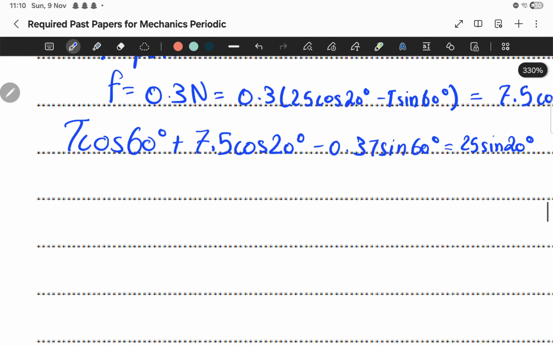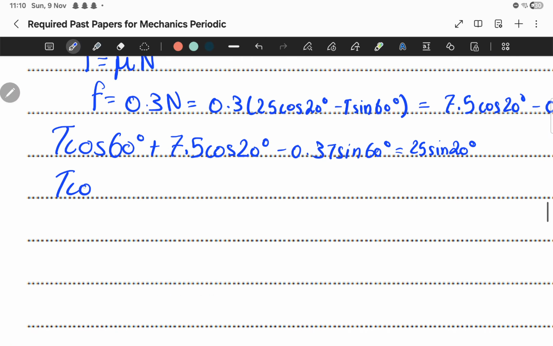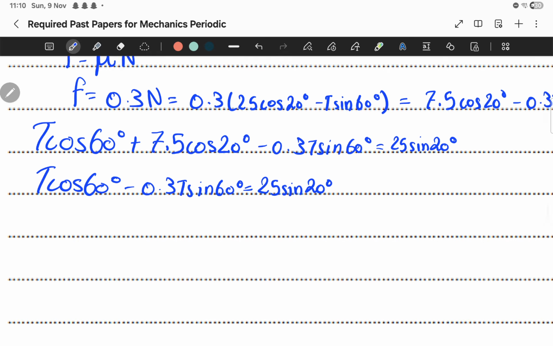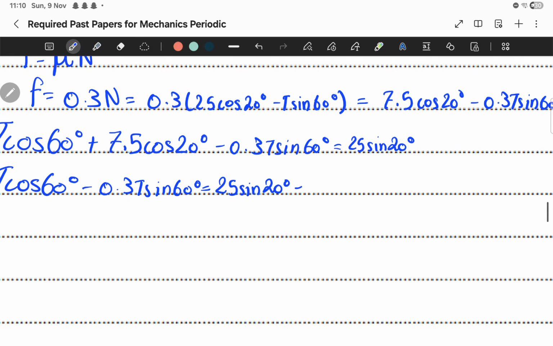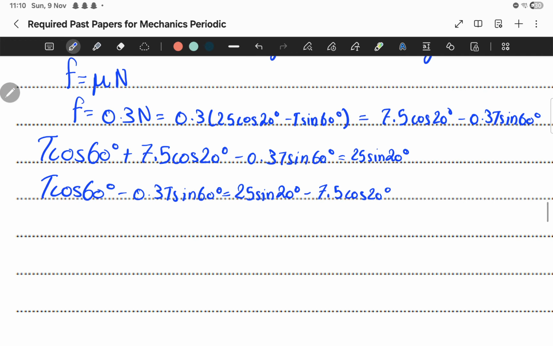Okay, now I'm going to leave T on one side and take the numbers to the other side. So T cosine 60 minus 0.3 T sine 60 equals 25 sine 20 degrees minus 7.5 cosine 20 degrees. Okay, now this is nice. The only thing you moved is actually this to this side, so it's fine.